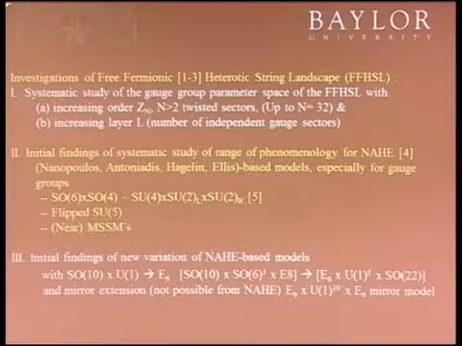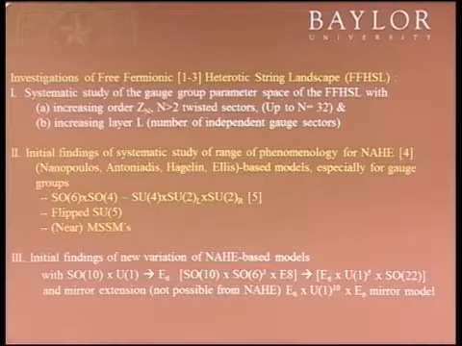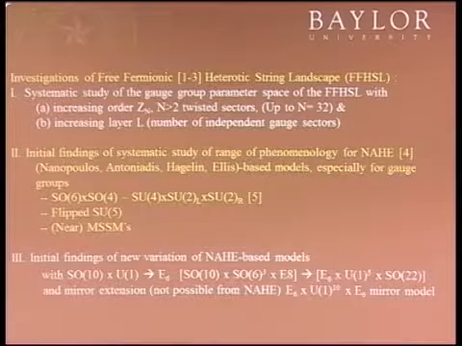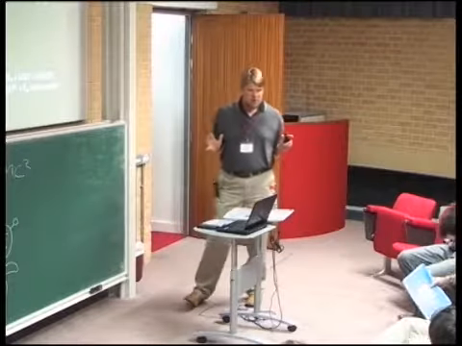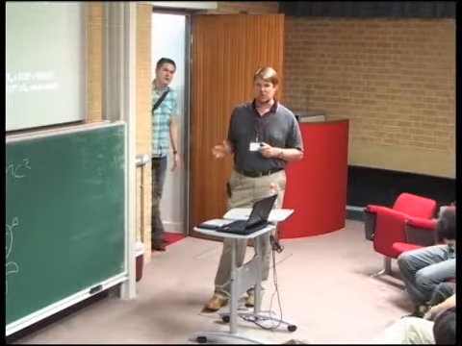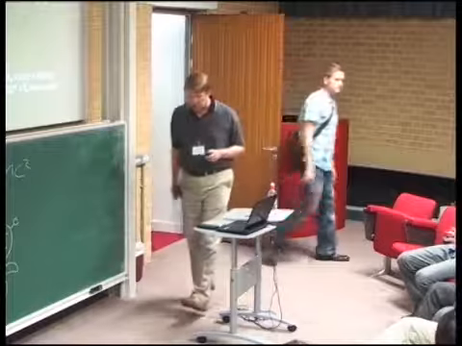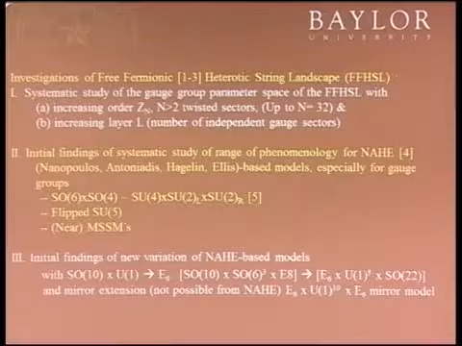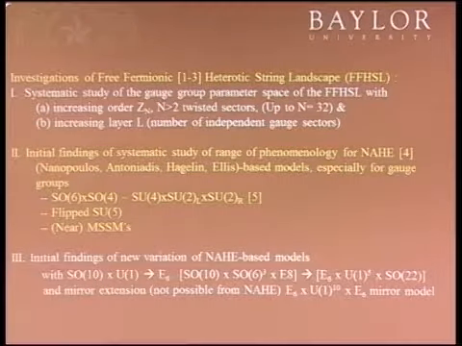I want to discuss the systematic study of gauge group parameter space of the free fermionic heterotic string landscape. I want to go through a systematic process that we've developed at Baylor to have total control of the models that we're evaluating so that we don't have any unknowns. We have correct weighting probabilities of the models that we find. We consider degeneracy factors, uniqueness of models in particular, as I'll get through.